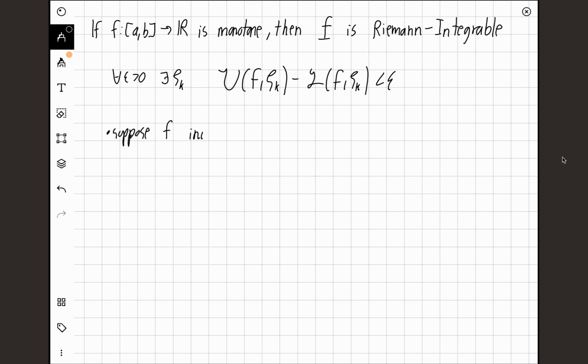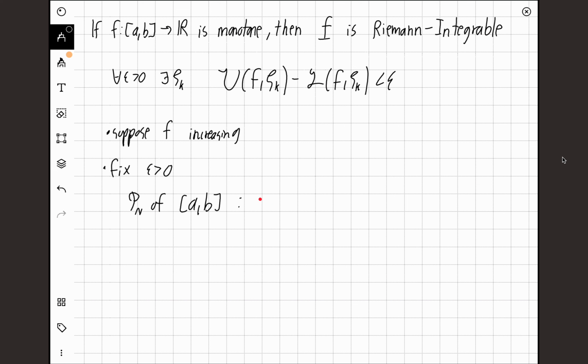So what we're going to do is suppose f is increasing. And now we're going to fix an epsilon greater than 0. This can be any epsilon greater than 0. Now we're going to choose a partition, Pn, of our interval a to b, which we're interested in.